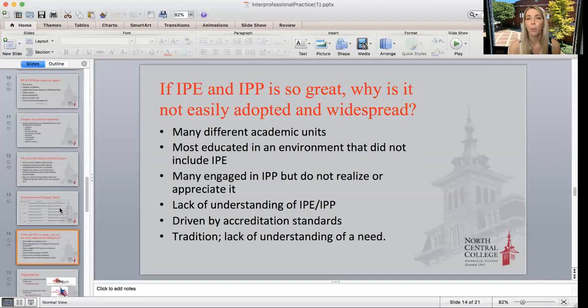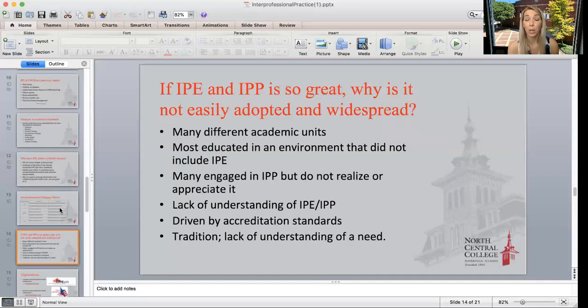So I've really promoted this idea of interprofessional education, interprofessional practice, and oh my gosh, it's so great, right? So if it really is so great, why is it not easily adopted and widespread? Why do we continue to have challenges where we see either the multidisciplinary, remember that's that parfait approach, or no collaboration?